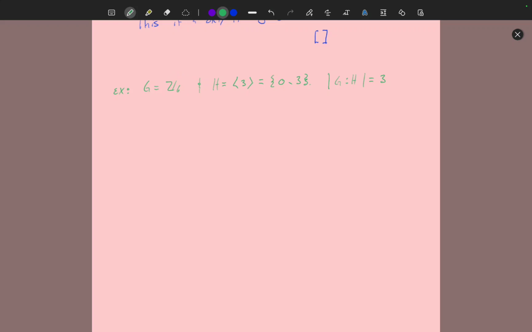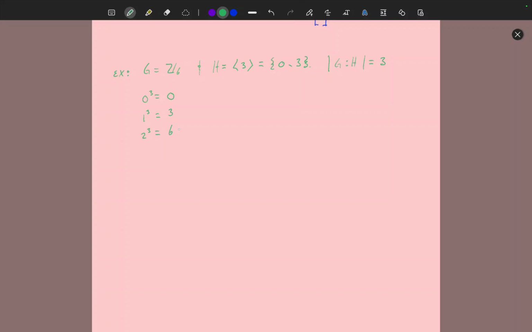So what this theorem is saying is that if we take any element in G and raise it to the third power, we will get either 0 or 3. We can verify this very easily. 0 to the third is of course 0. 1 to the third is 1 plus 1 plus 1, which is 3. 2 to the third is 6, which is 0. 3 to the third is 9, which is 3. 4 to the third is 12, which is 0 mod 6. And then 5 to the third is 15, which is 3 mod 6.